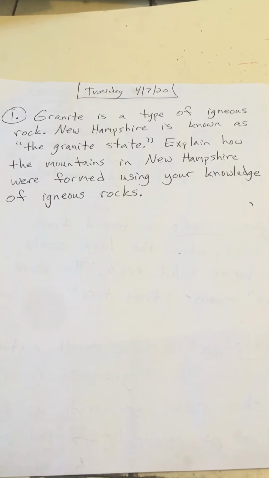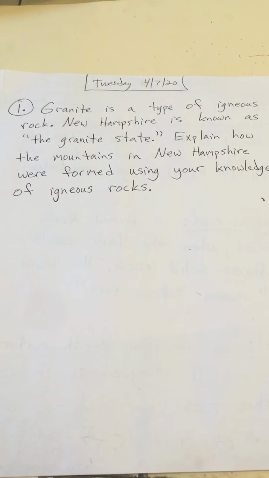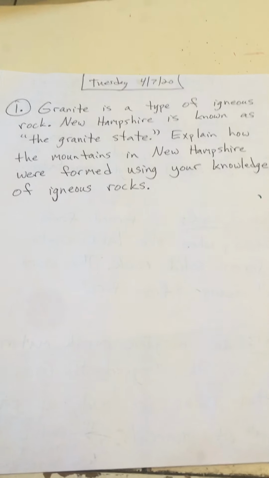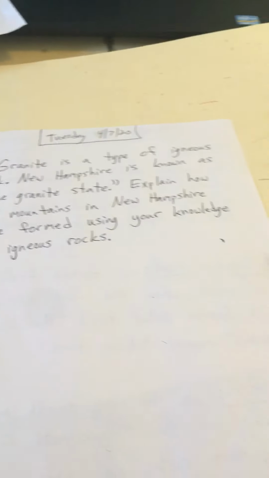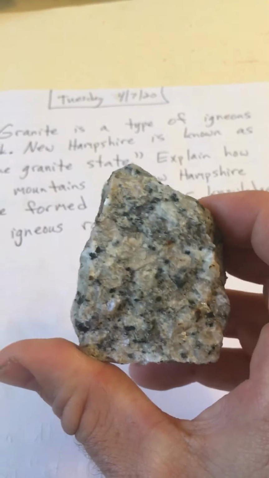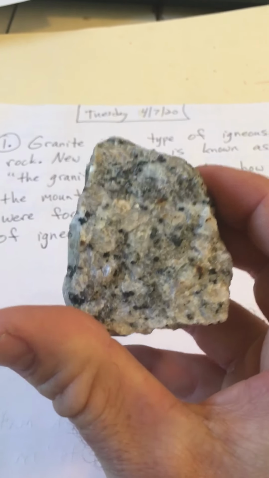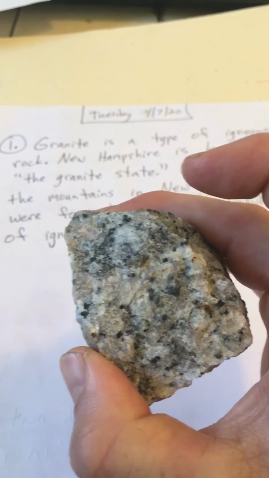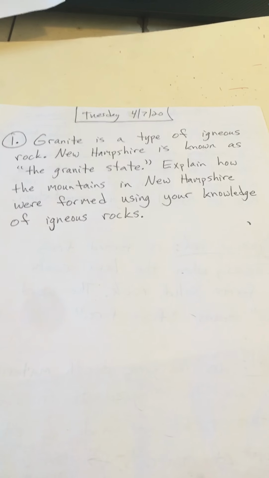So let's go to today's question. I want you to try to answer this. It says, granite is a type of igneous rock, which we talked about. New Hampshire, the state, is known as the Granite State. Explain how the mountains in New Hampshire were formed using your knowledge of igneous rock. So take what we just talked about. Watch the video from yesterday where I talk about igneous rocks. Think about how this piece of granite is made up of minerals, and it is an igneous rock. It was formed from volcanoes that erupted and cooled, and it turned into this rock. All right? So the question is, explain how the mountains in New Hampshire were formed using your knowledge of igneous rocks.